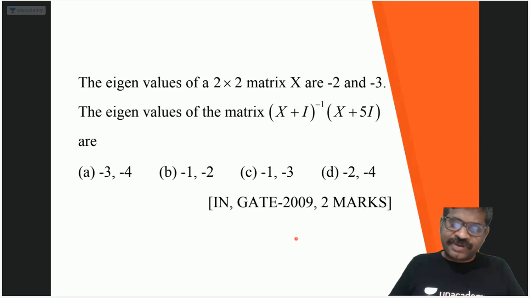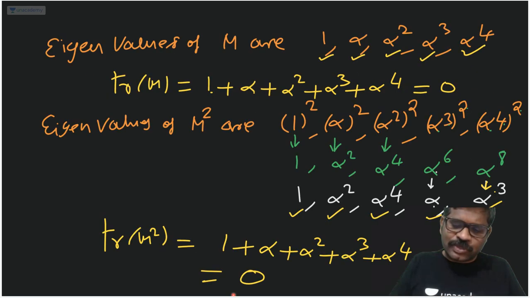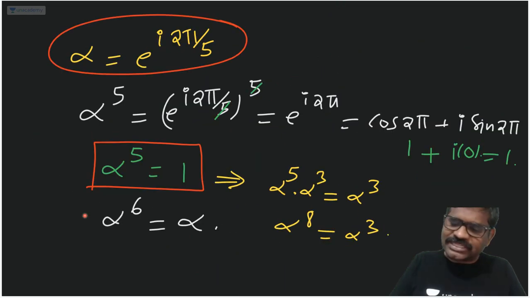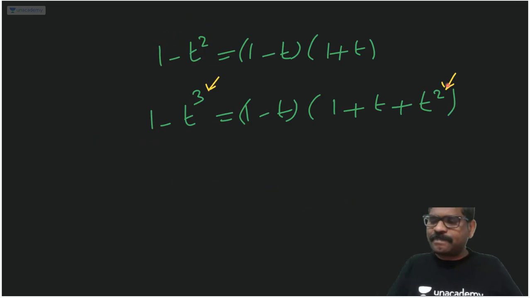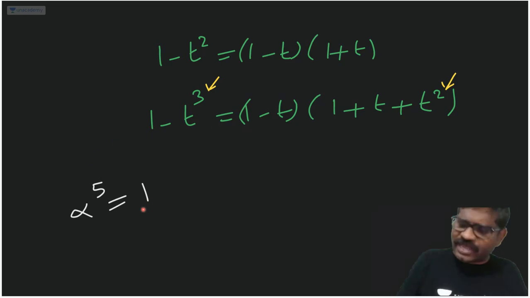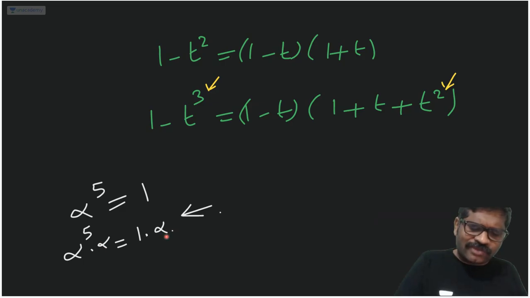In the previous problem, you have to note down clearly in a sequential order. Alpha power 5 equals 1, so if you multiply with alpha on both sides, alpha power 5 into alpha equals 1 into alpha, so alpha power 6 equals alpha. Any doubt?